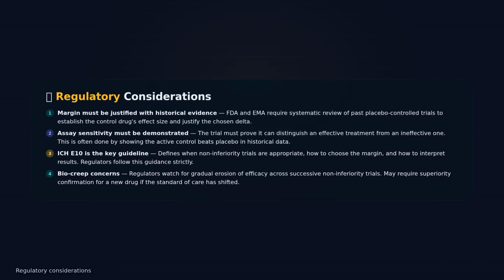Regulatory agencies are cautious with non-inferiority trials. The FDA and EMA require the margin to be justified with historical evidence. They also require proof of assay sensitivity, meaning the trial must be able to distinguish an effective treatment from an ineffective one. The ICH-E10 guideline is the key regulatory document. It defines when non-inferiority trials are appropriate and how the margin should be chosen. Regulators are especially concerned about bio-creep, where successive non-inferiority trials gradually erode the effectiveness of the standard of care.